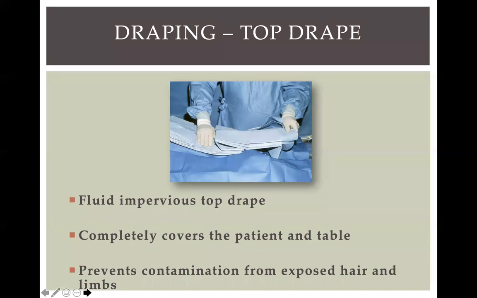So when you pick up a top drape, they also are purchased and they're also always folded the same way. There's two ends that are accordion pleated. The top drape, no matter where you're doing surgery, is always placed in the center of the patient and then unfolded so it completely covers both ends of the table.